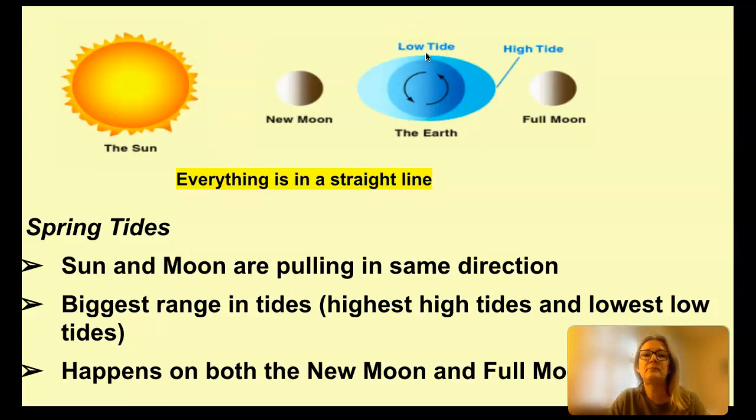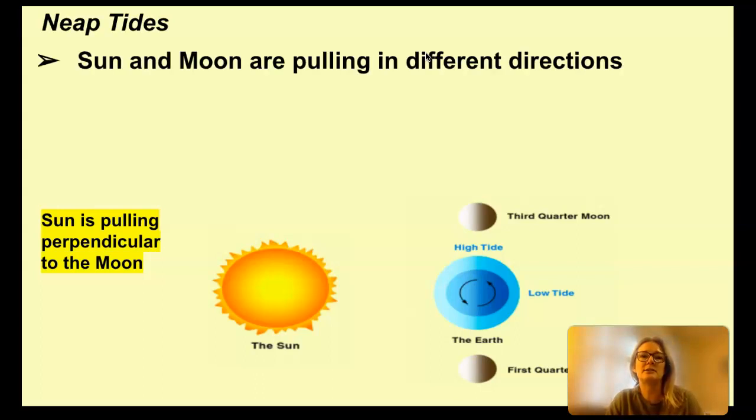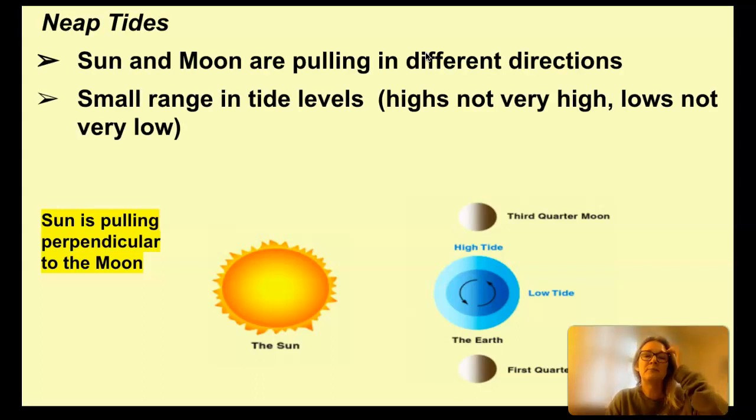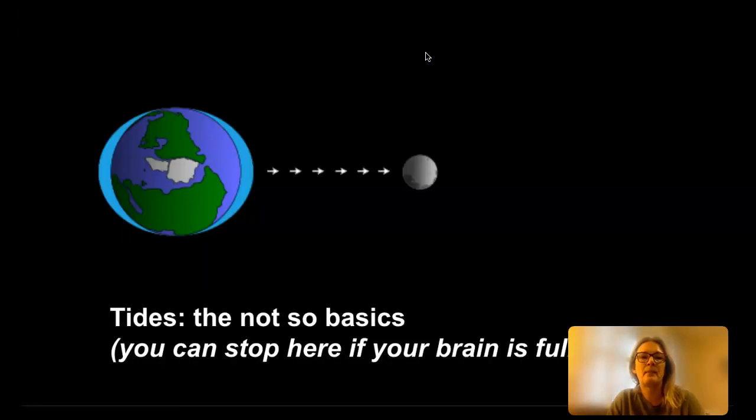The opposite situation is during the third quarter moon and the first quarter moon, when the moon's gravity is pulling in one direction, but the sun's gravity is pulling in the other. This is called a neap tide. So sun and moon pulling in different directions. The range of the tide levels is less. So it's not as high and not as low. And again, on the first quarter and third quarter moon. So pause the video and get all this into your notes.